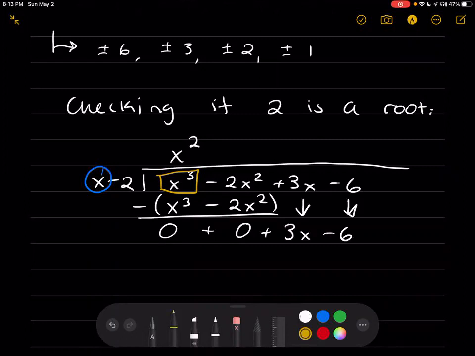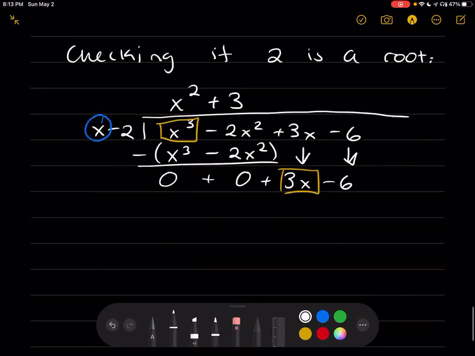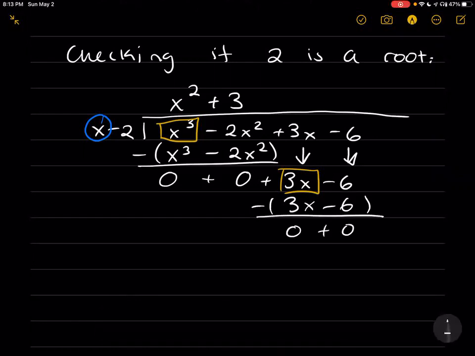Okay, and now we're looking at this thing right here. Now we ask, what do we need to multiply x by to get 3x? And I'm pretty sure the answer is going to be 3. We get x squared plus 3 at the top there, and then we take 3, multiply it by our divisor. We get a 3x minus 6, subtract it away, and oh, we get a 0. So we have a 0 remainder. If you remember from last time, that means 2 is a root.